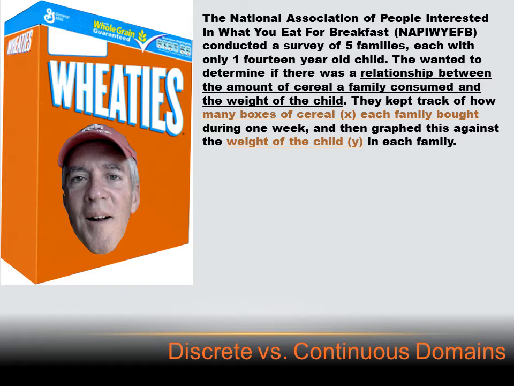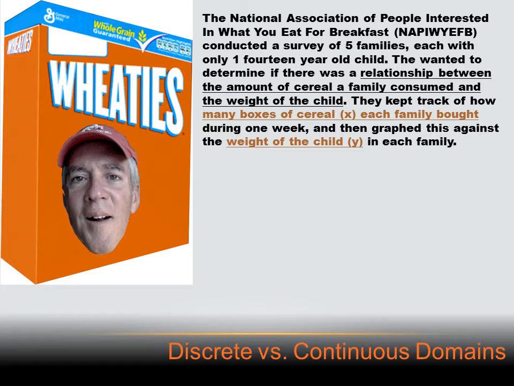Well, let's take this example a little bit further and see if we can understand discrete and continuous domains. Let's say that the National Association of People Interested in What You Eat for Breakfast, and most people refer to this association as the NAPIWYEFB, conducted a survey of 5 families, each with only one 14-year-old child. They wanted to determine if there was a relationship between the number of boxes of cereal a family consumed and the weight of the child.